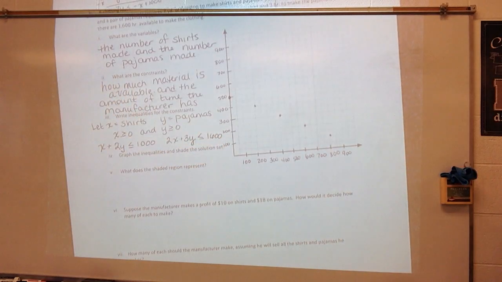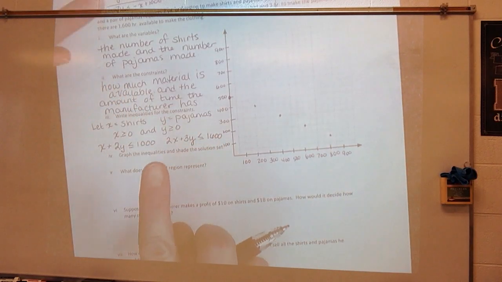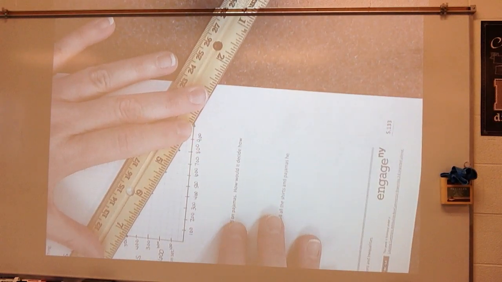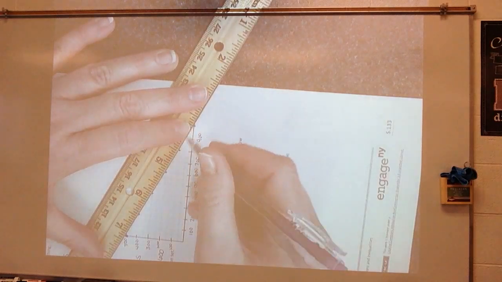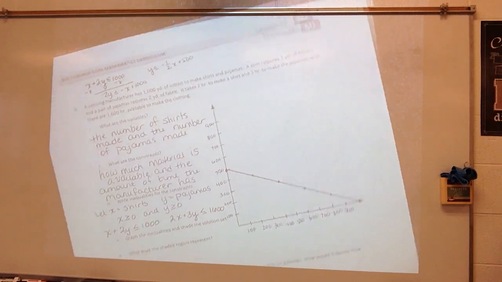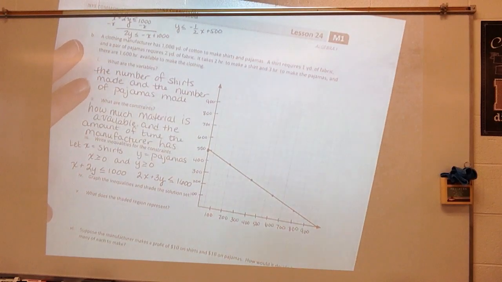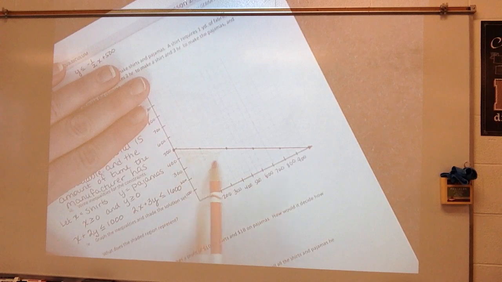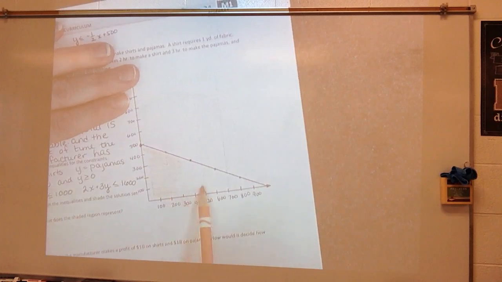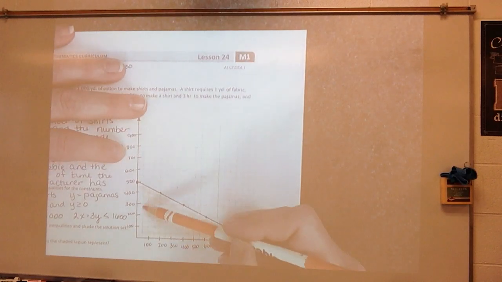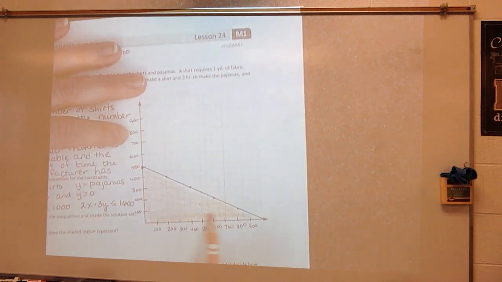Now, solid line or dotted line? It is less than or equal to, so it's a solid line. But remember, I cannot go into the negatives, so it's going to go from axis to axis. Alright, so my line stops there. Now let's talk about where I shade them. I am going to shade it down because that means that everything here is what I can make. Alright? I cannot make anything above this line. Alright, so I'm going to shade that.